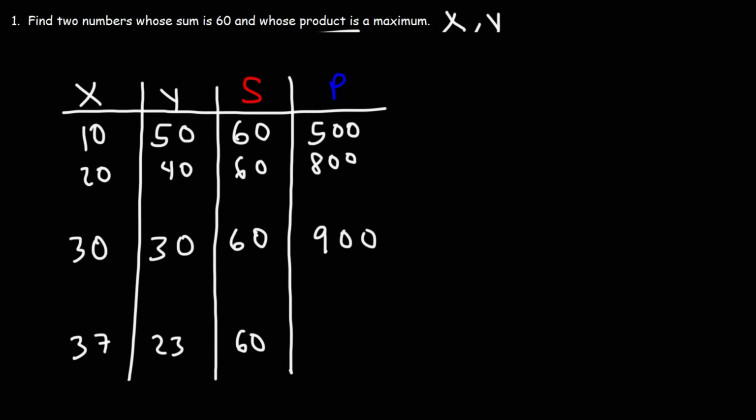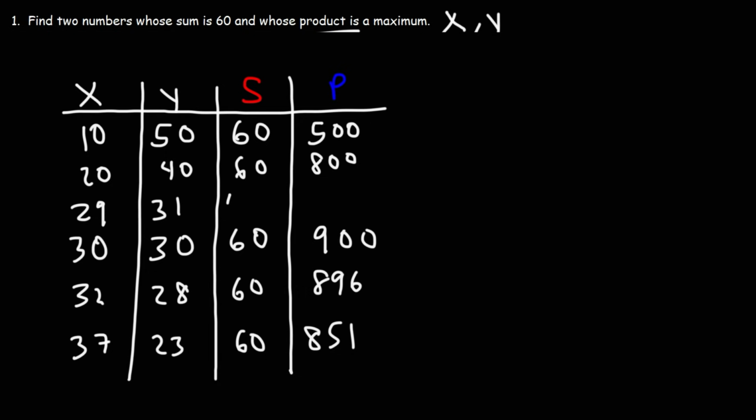37 times 23 is 851. It's still less than 900. Let's say if x was 32 and y was 28. The sum is still 60. 32 times 28 is 896. Or if x is 29 and y is 31, 29 times 31 is 899.